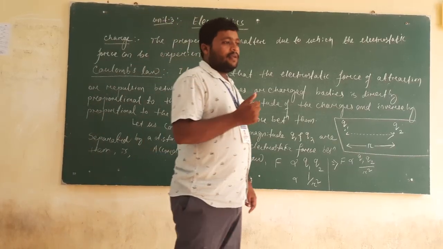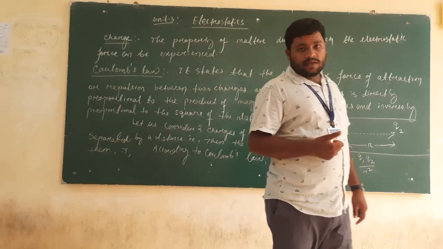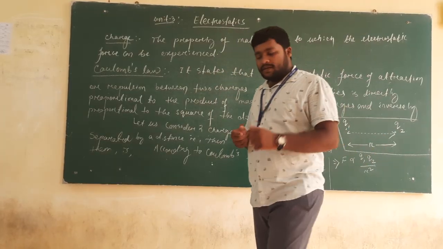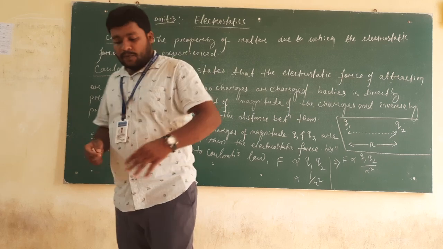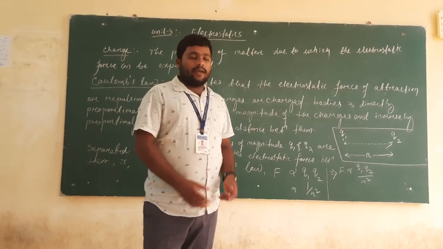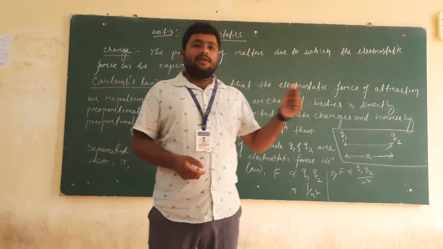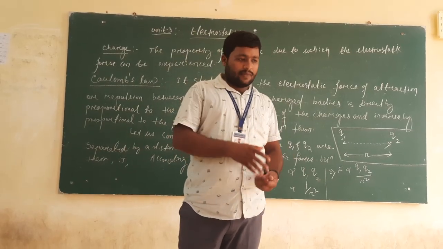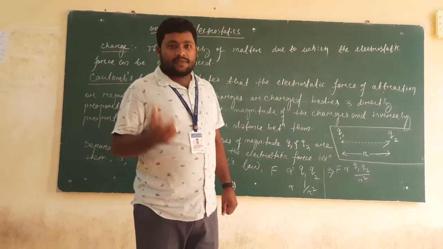You know, like charges repel each other and unlike charges attract each other. That means if you bring together a positive charge and a negative charge, they will attract each other. And if you bring together a negative charge and another negative charge, they will repel each other. The same case will happen with two positive charges.